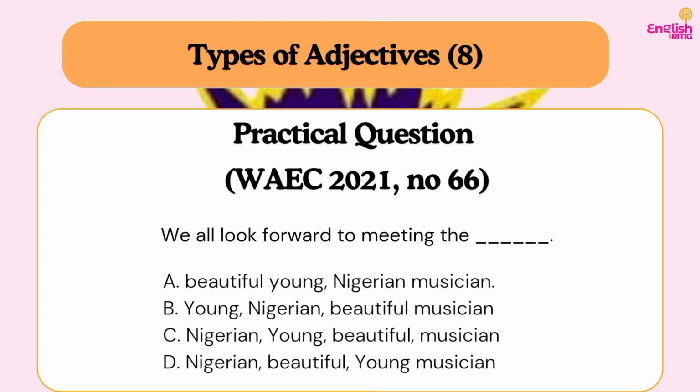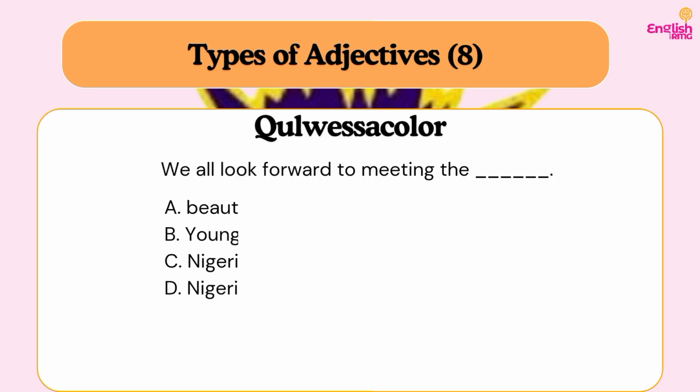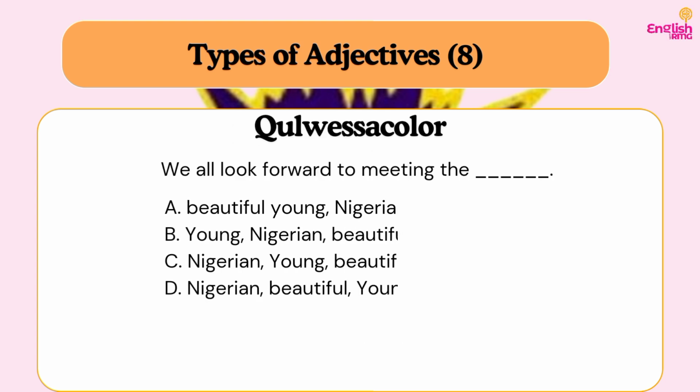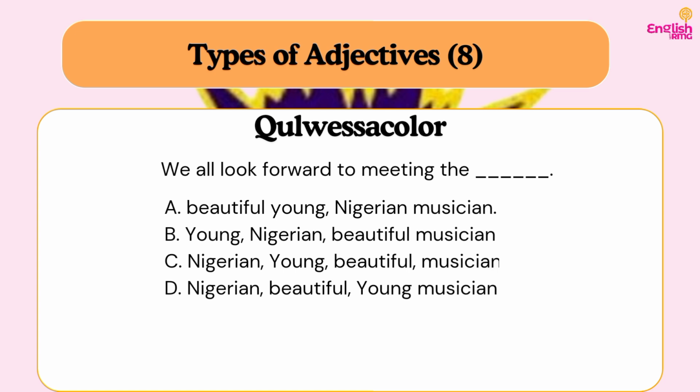So, how are we going to know which one is the right order? Let's use our cool weather color rule. So, from the cool weather color rule, the first thing on the rule is what? You write the quality first. So, what is the adjective of quality here? Beautiful. So beautiful should come first. So the next thing is length, which is the L. But we're not told whether the person is tall or short. Weight, we don't know whether the person is round or slim.